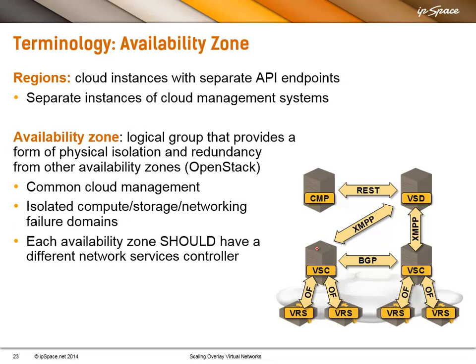That's why almost all big cloud providers use a hierarchy of failure domains. First, they split their infrastructure into regions. Regions are cloud instances that have separate API endpoints. So each region would have its own copy or cluster of cloud management systems, so that if you get problems within one region, for example, you get database corruption or you hit a software bug and that cluster of cloud management systems crashes, all the other regions are unaffected.